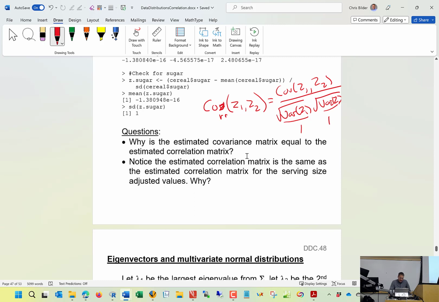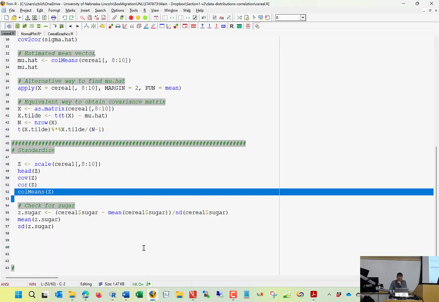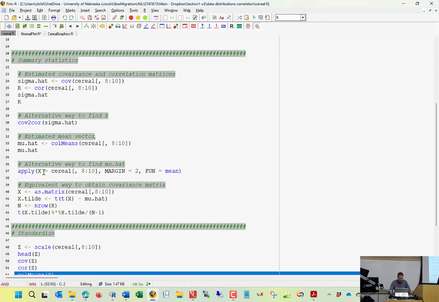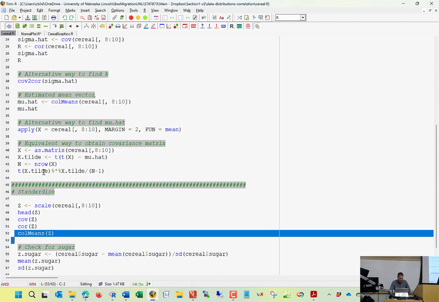Now, there's something else that's interesting to take a look at here, too. Let me come back over here. So let's take a look at the estimated correlation matrix for the x's.